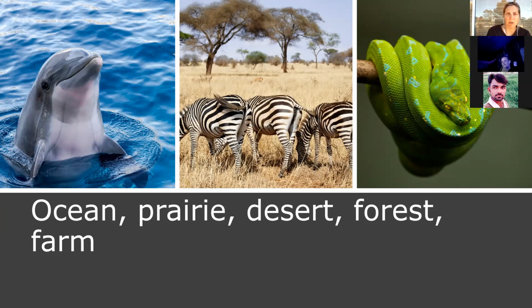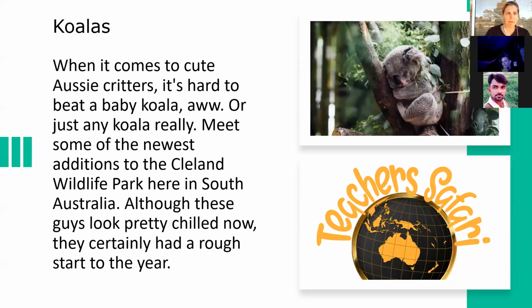So look, I want to show you the words that I have. Now I have ocean, prairie. Prairie is another word for the field or the desert. Desert, forest, and farm. I'm sure there are many other types of habitats, but these are just some basic examples of habitats where animals live. Okay, so our friends will have it.